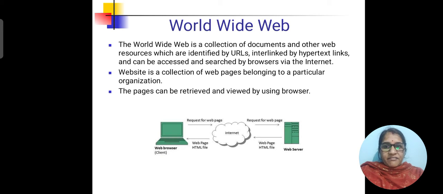The World Wide Web is a collection of documents and other web resources which are identified by URLs, interlinked by hypertext links, and can be accessed and searched by browser via internet. Website is a collection of web pages belonging to particular organization. The web pages can be retrieved and viewed by using browser.